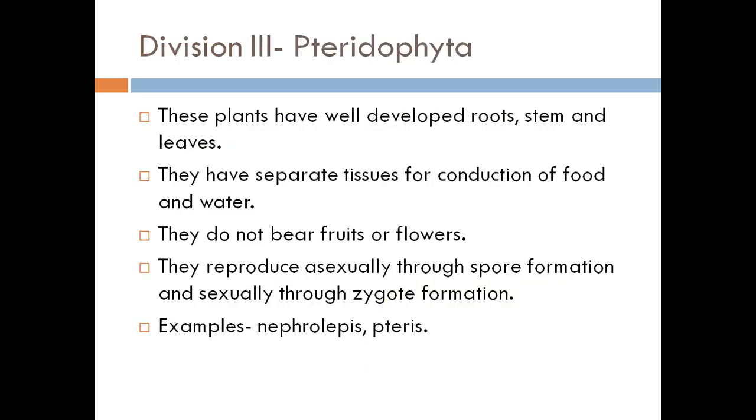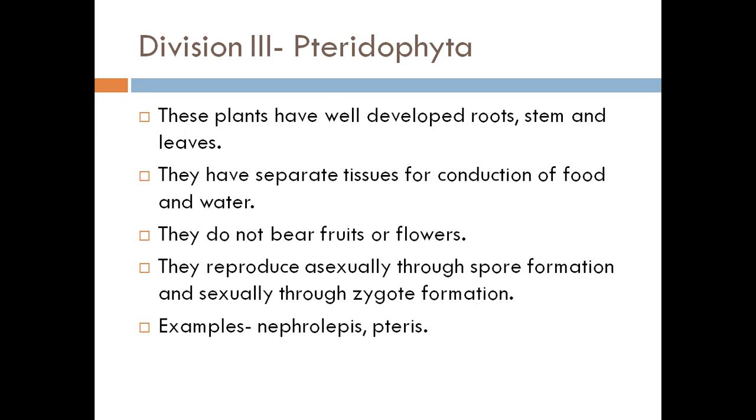The third division is Pteridophyta. These plants have well developed roots, stem and leaves. That means they have a proper structure. The roots are very well developed. Then they have a proper stem-like structure, and they have proper leaves in their body. They have separate tissues for conduction of food and water. That means there is one tissue which carries food to all parts of the plant, and one more tissue which carries water to all parts of the plant.